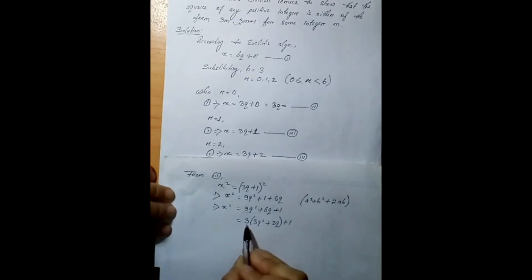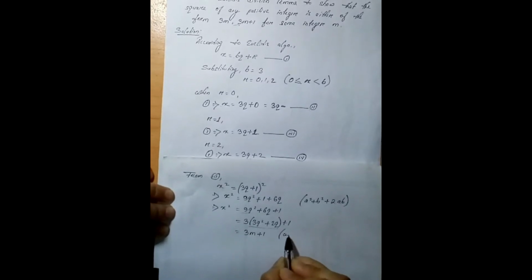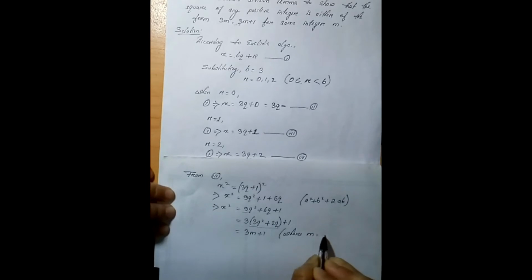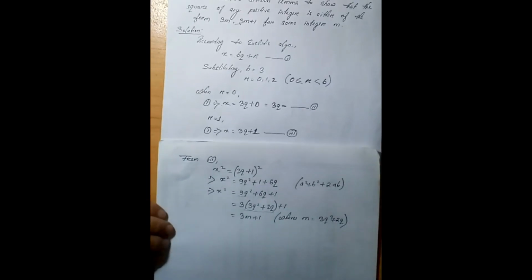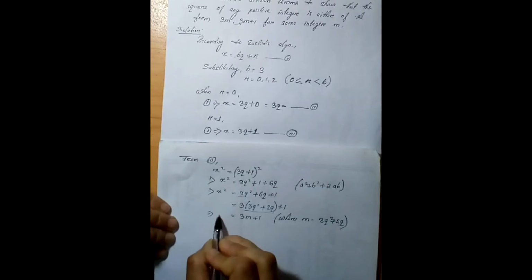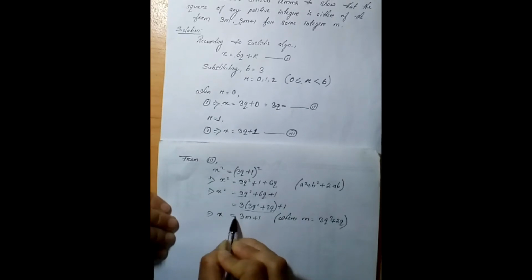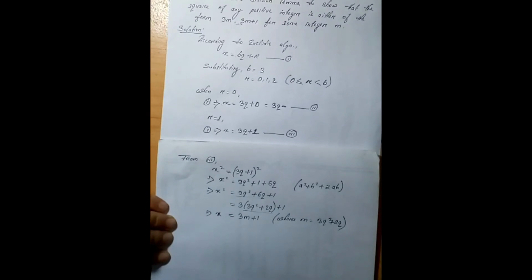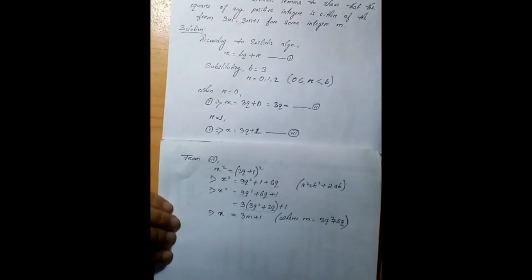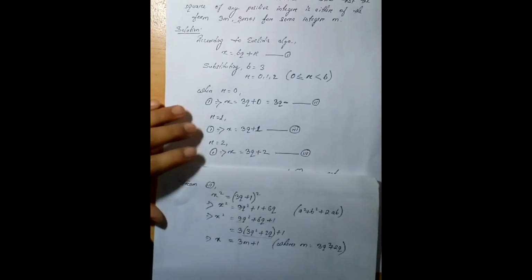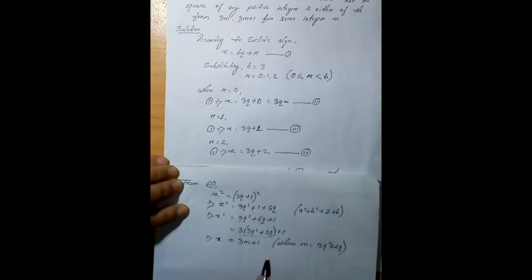So the common is 3, so we can take 3 outside, and if we take this number as m plus 1, we will write where m is equal to 3q square plus 2q. So here we got x is equal to 3m plus 1, and this is done for equation 3. And now we will do for equation 4, which is x equal to 3q plus 2.